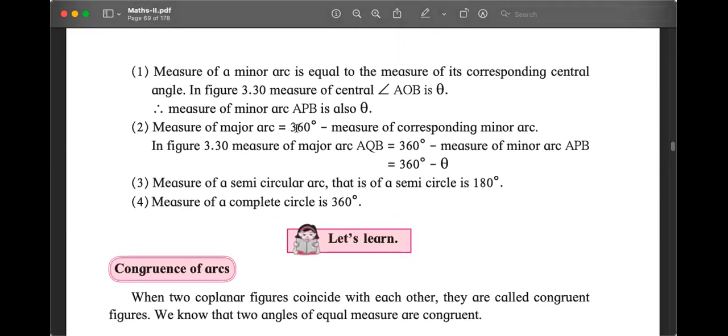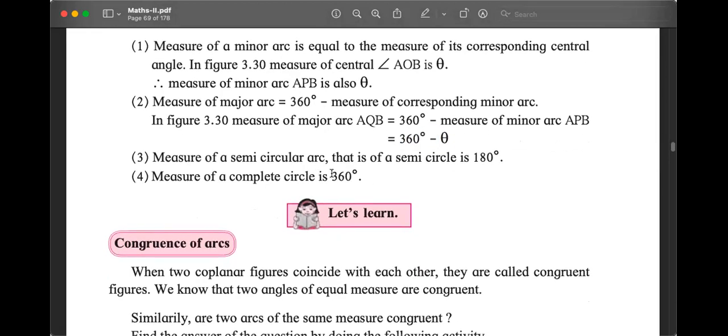One is theta, another one is 360 degrees minus theta. And then it says measure of a complete circle is 360 degrees. Yes, we studied this in childhood. And measure of a semicircular arc, that means measure of a semicircle is 180 degrees. Do you agree? Is it correct that the measure of a semicircle will be 180 degrees? If yes, why do you agree?